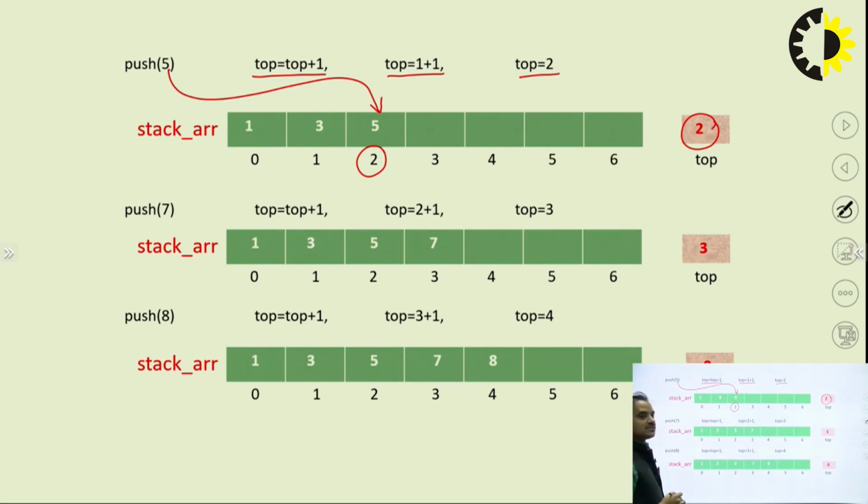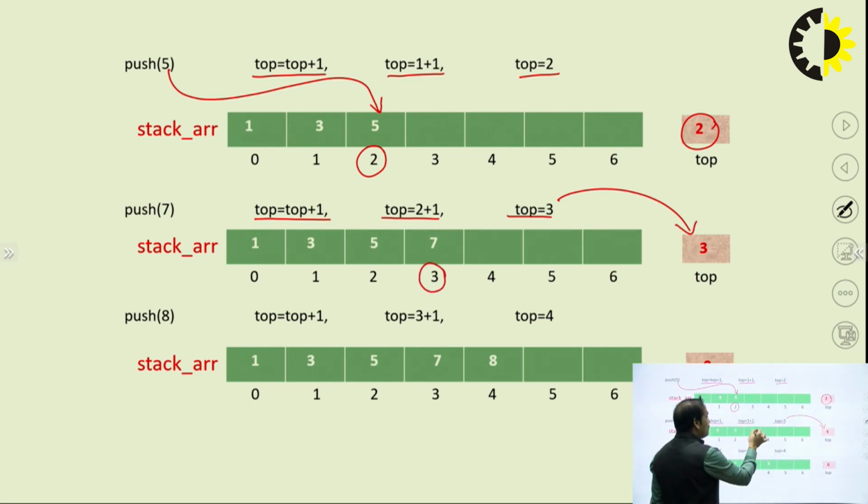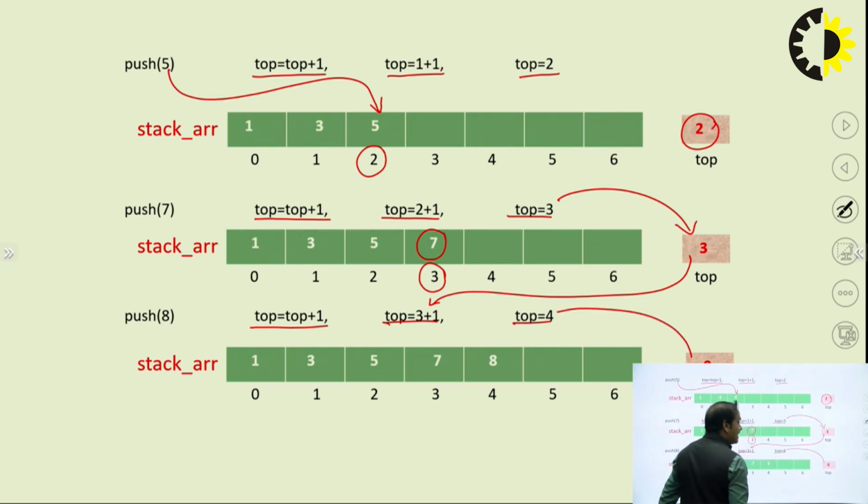Now, we want to push 7. Increase top: top equals top plus 1, top equals 2 plus 1, top equals 3. This value is assigned here, and at position 3, we insert 7. Now, we want to push 8. Then top equals top plus 1, top equals 3 plus 1, top equals 4. Top contains 4 here, and at the fourth position, we insert 8.